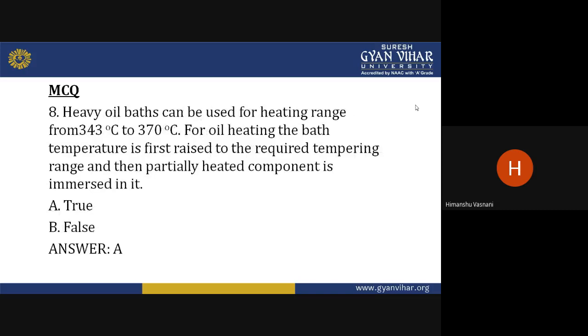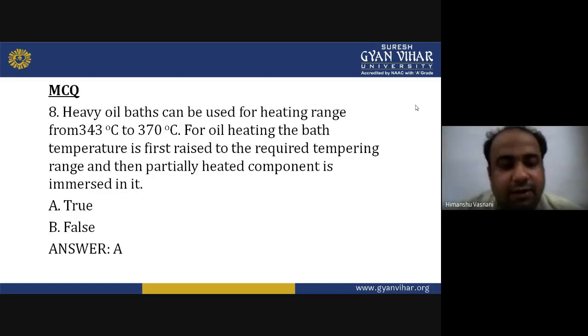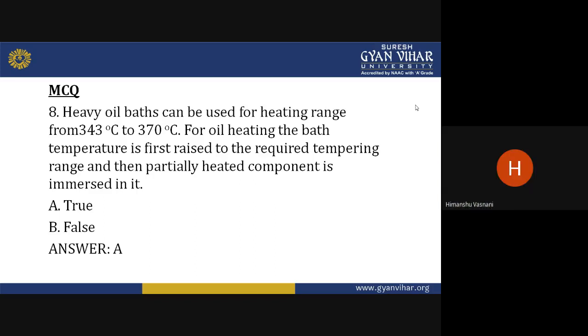And heavy oil baths can be used for heating in the range from 343 degrees centigrade to 370 degrees centigrade. For oil heating, the bath temperature is raised to the required temperature range and then the partially heated component is immersed in it. Is it true or false? I think it's true, because in this way only the process is done.